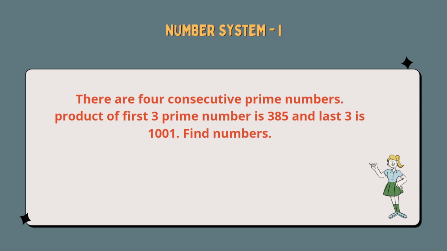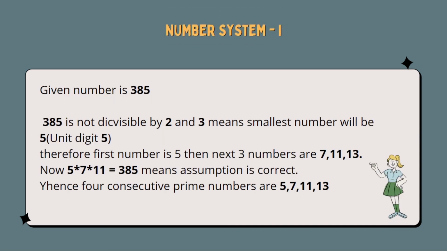Next question is, there are 4 consecutive prime numbers. Product of the first 3 prime numbers is 385 and the last 3 is 1001. What is given? First 3 prime numbers multiplied is 385. At the unit digit there is 5, means there is 5 for sure. Now let's find out the smallest number included here. Check whether it is divisible by 3 or not, because 3 is a prime number. 3 plus 8 plus 5 will give you 16.